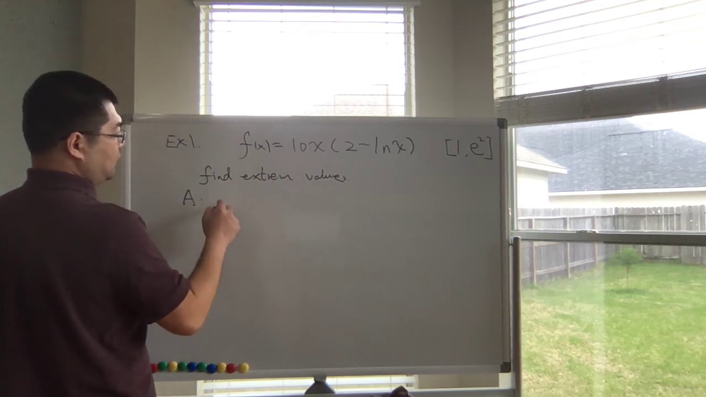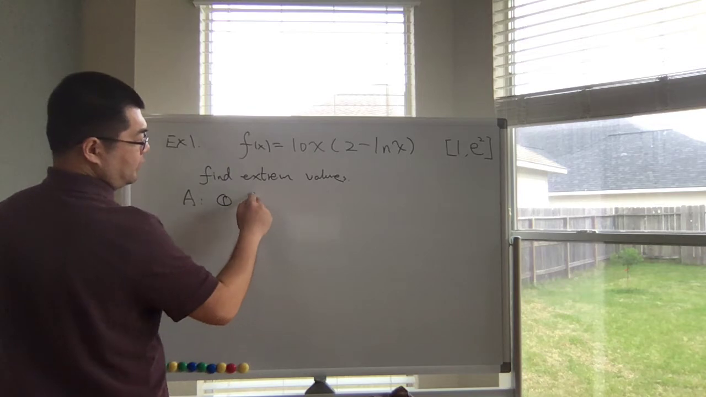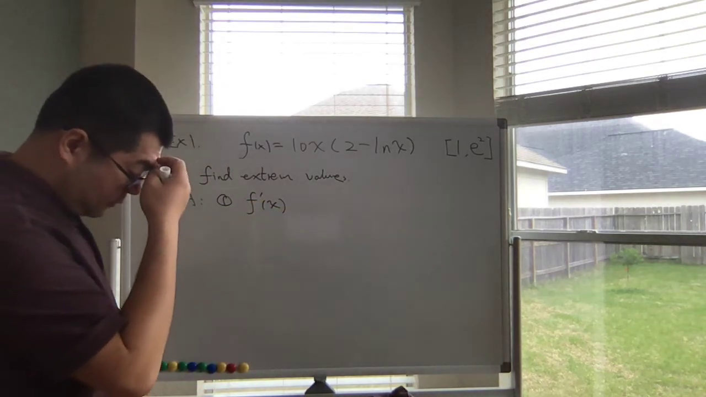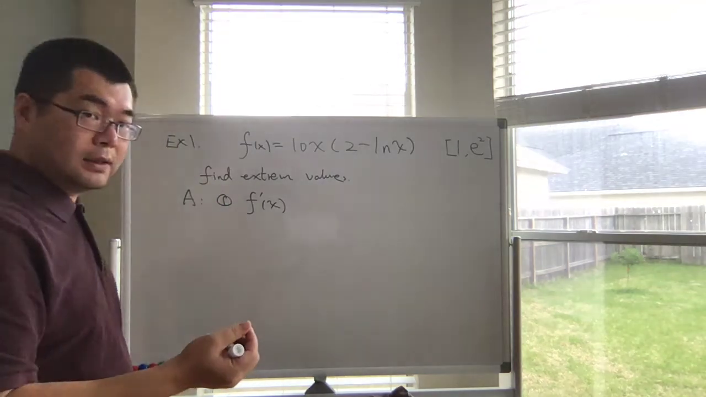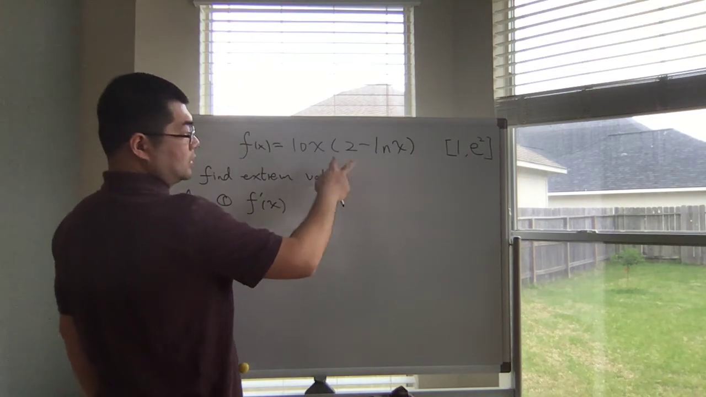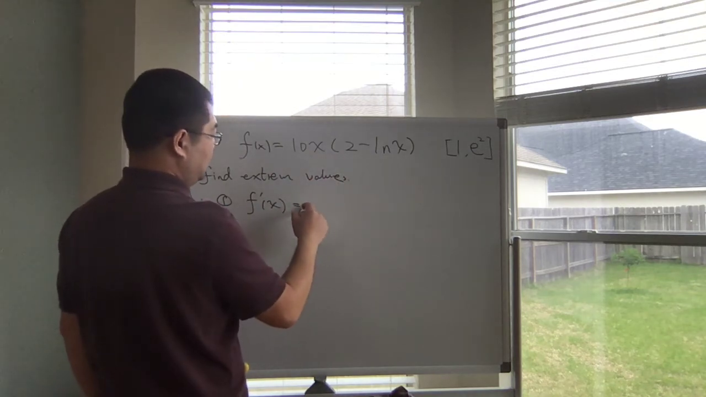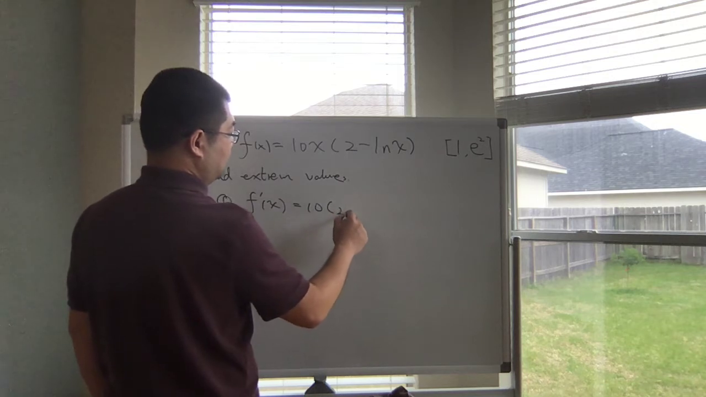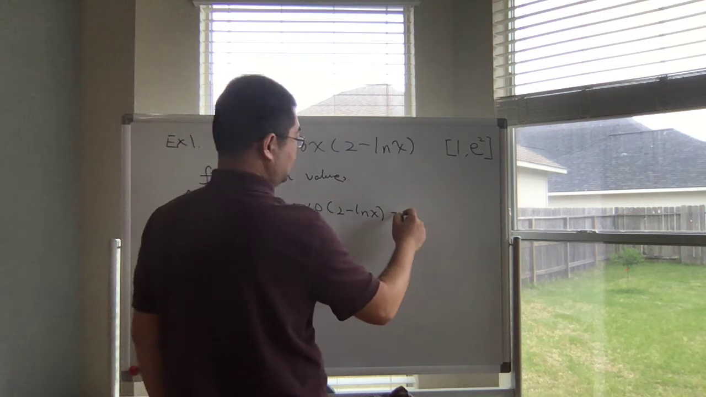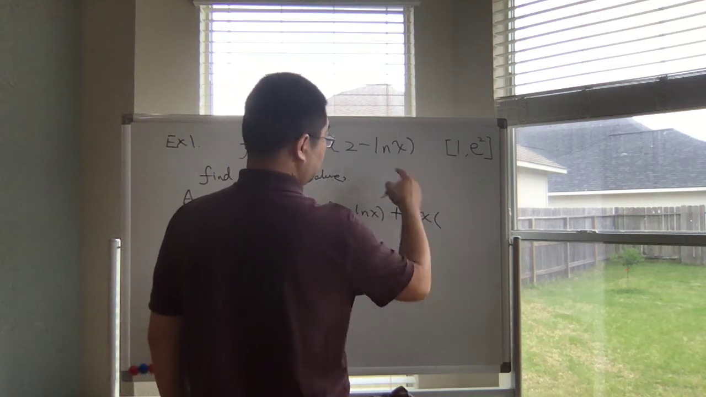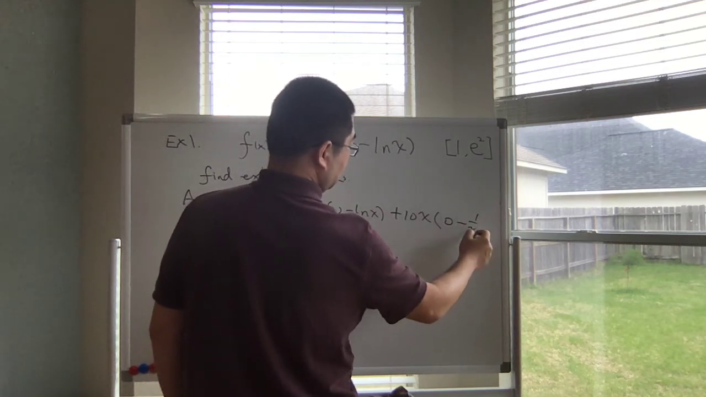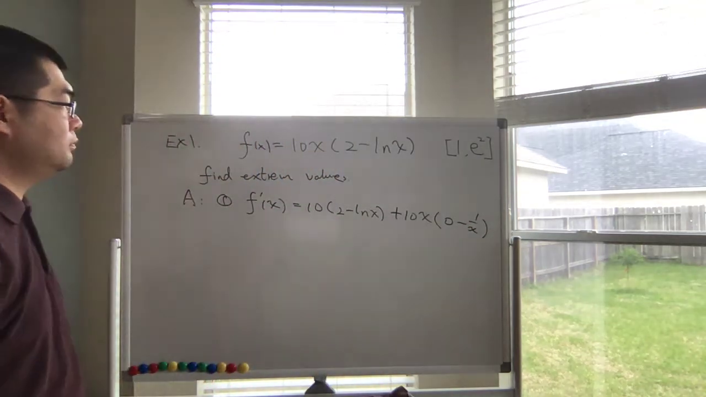So step 1: I take the derivative, right? Because to find the critical points, we find the derivative. You're going to use the product rule. It gives us 10 times (2 minus ln of x), the derivative of this part, plus 10x times the derivative of the other part, which is minus 1 over x.